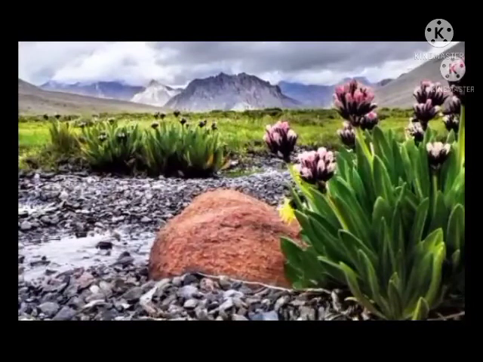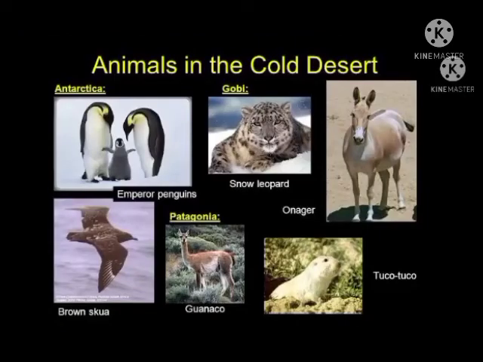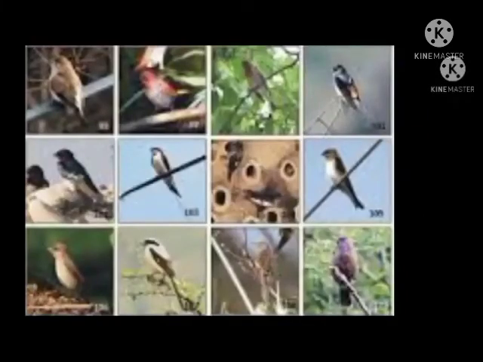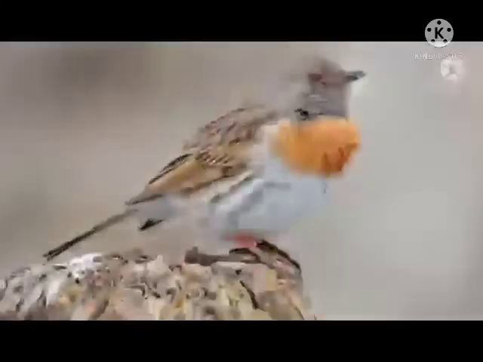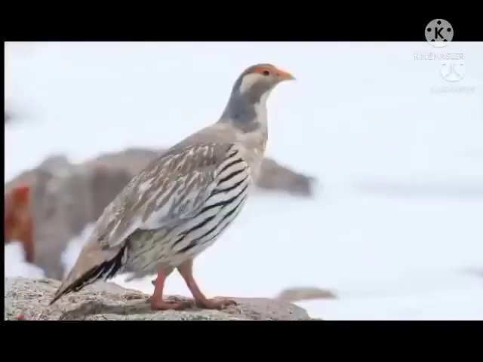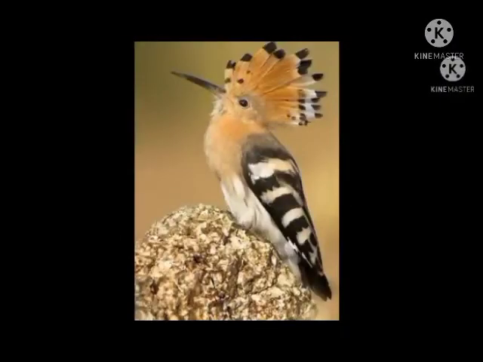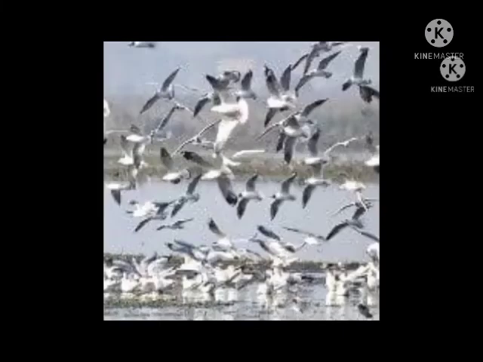Now let us see about the animals and birds, which is known as fauna. Several species of birds are sighted in Ladakh. Robin, redstarts, Tibetan snowcock, and hoopoe are common. Some of these are migratory birds. Migratory birds are those birds which come from one place to another place. They stay for some time, and once that time gets over, they go back to their place.